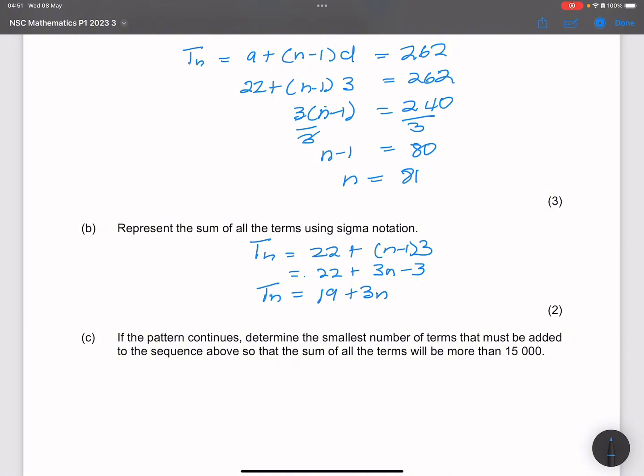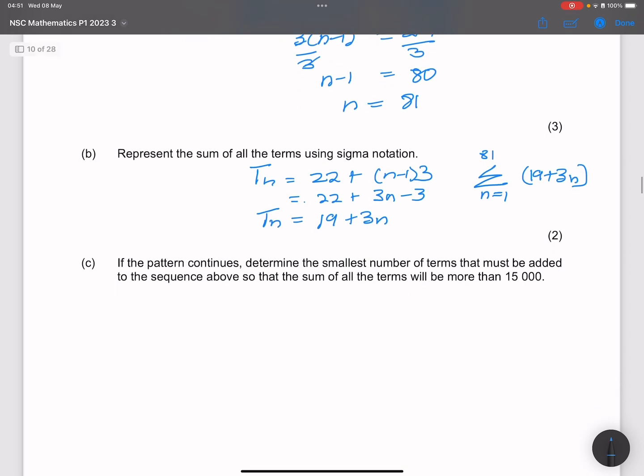So to express this in sigma notation, we're going to say 19 plus 3n, right? n is equal to 1 all the way till 81, right? In this case, that is the sum of n terms from the first till 81 of 19 plus 3n. All right, that's how we represent it.